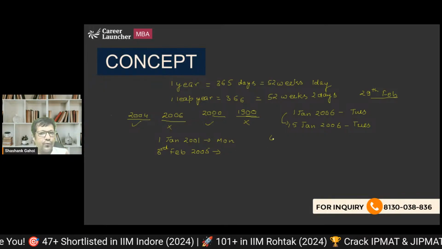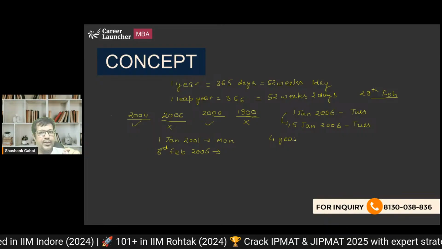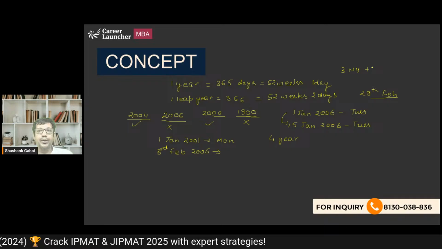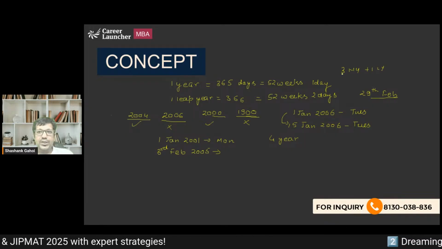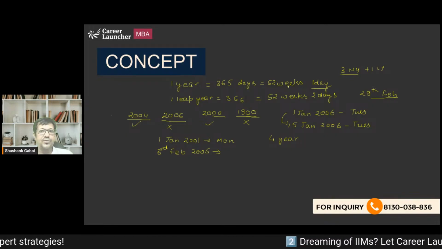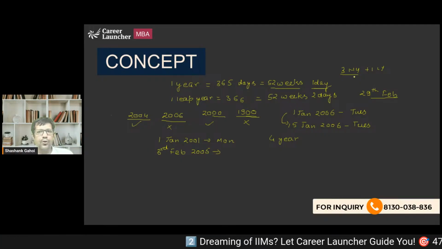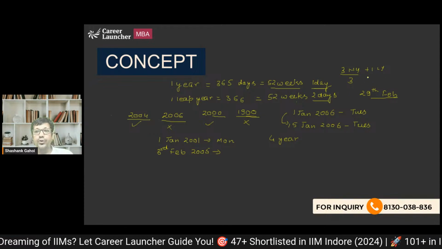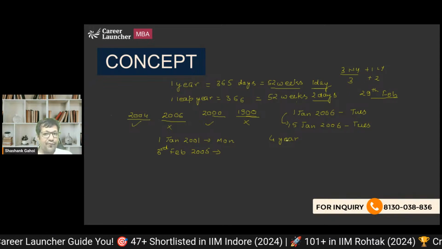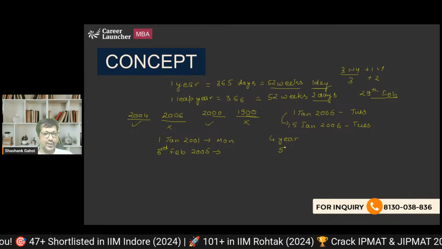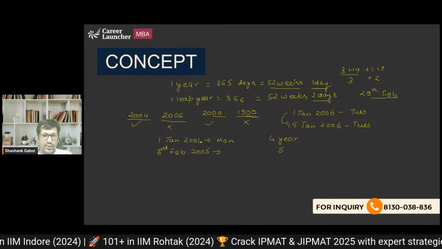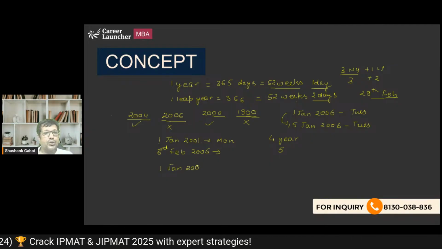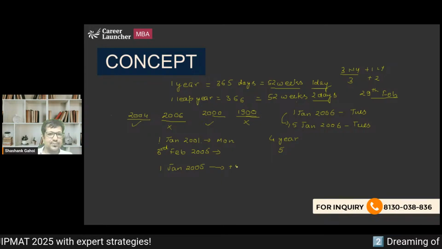If I am talking about 4 years, in 4 years there are 3 normal years and 1 leap year. The 3 normal years are going to give you 3 days; 52 weeks is a multiple of 7, so it's not of any use. The leap year is going to give you 2 extra days. So in every 4 years, you are going to get 5 extra days. So from 1 January 2001 to 1 January 2005, you are going to have an increment of 5 days.